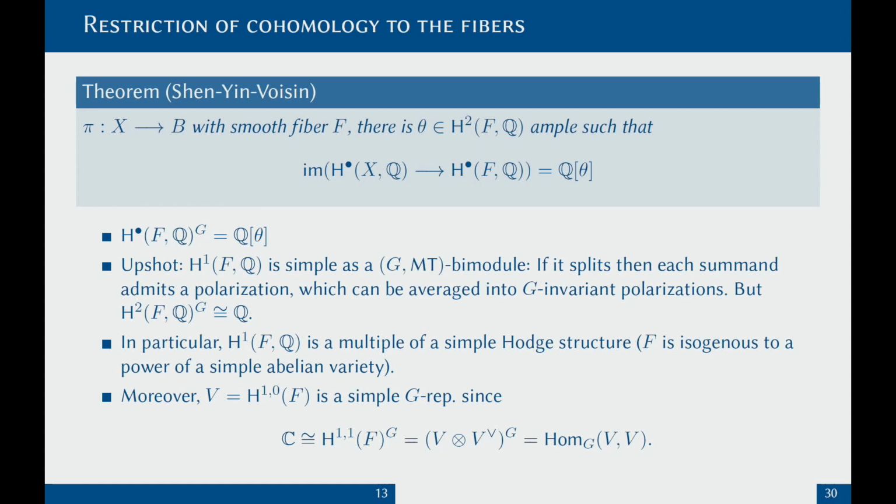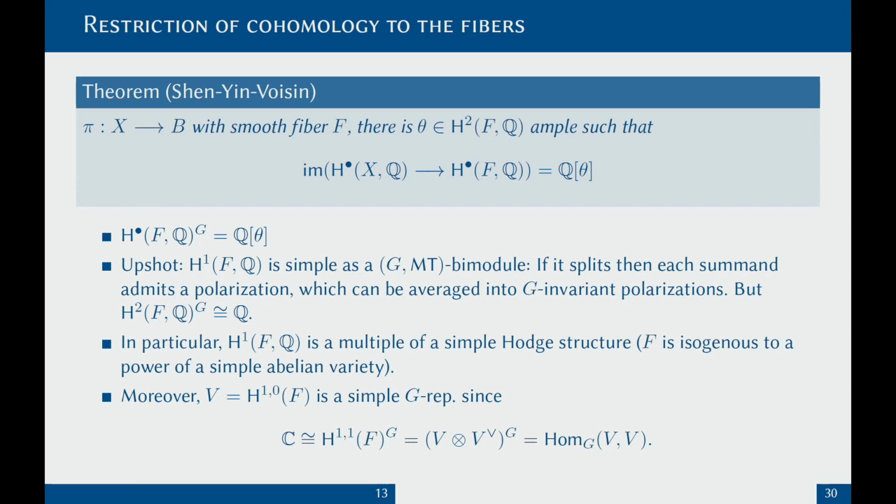And there's actually a lot that's known about the restriction from the cohomology of the hyper-Kähler to the cohomology of the fiber. There's this theorem of Chénier and Voisin that tells us that the image of this restriction is actually the algebra generated by an ample divisor on the fiber. So there's very few cohomology classes that come from restriction from the hyper-Kähler to the fiber. So in particular, in our case, G acts on the cohomology of F.